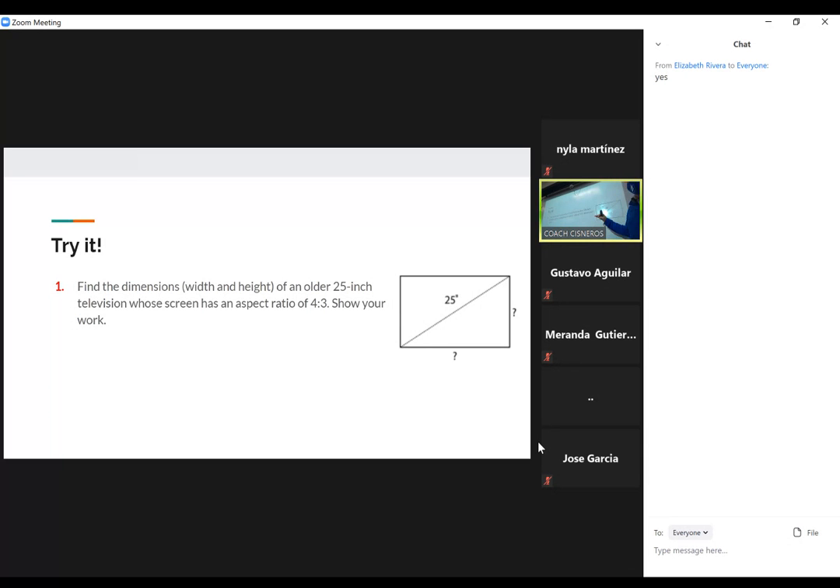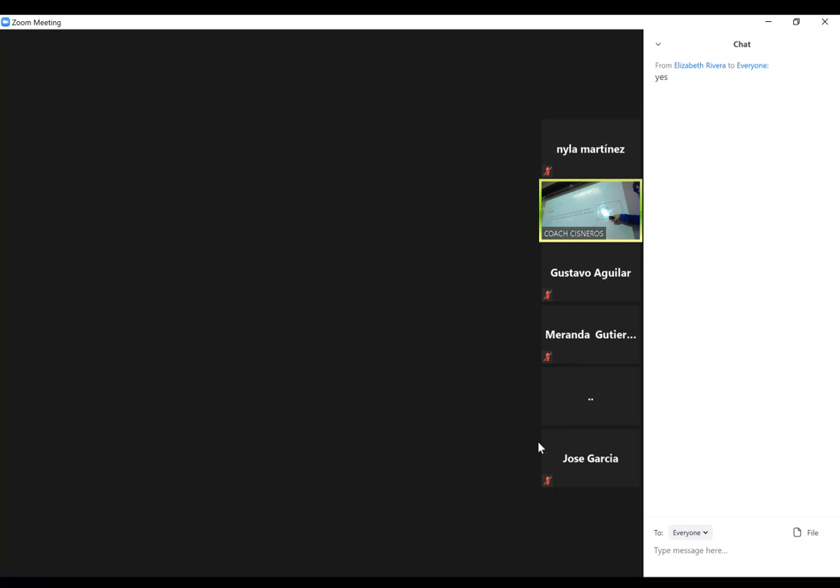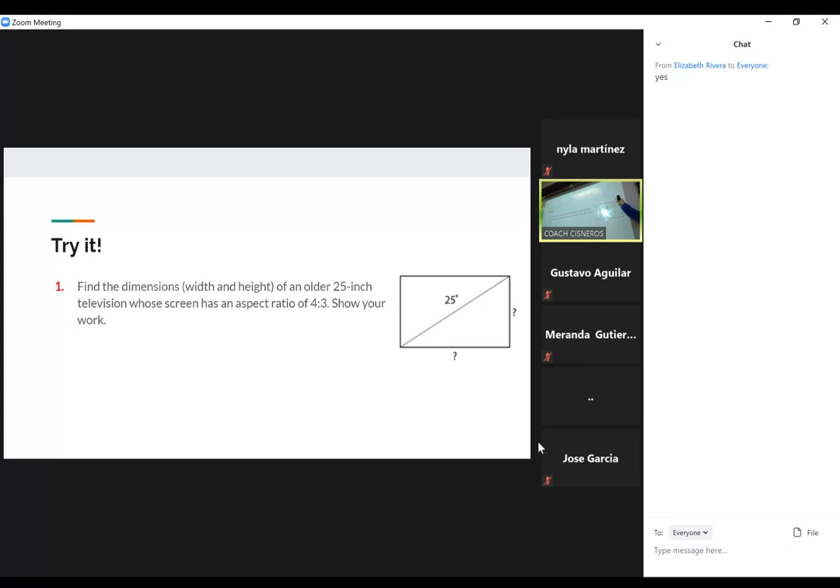Now the first thing we ought to do: I know this is a 25-inch TV. The diagonal is 25 inches, but I don't know what the two sides are. I do know that for every 4 inches of width, the height is 3 inches. So I can set up some variables. I can make the width 4x, and I can make the height 3x.